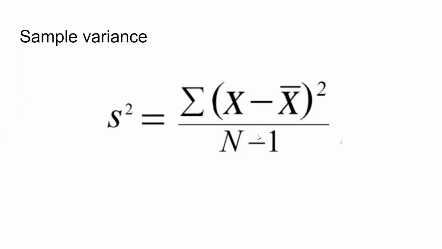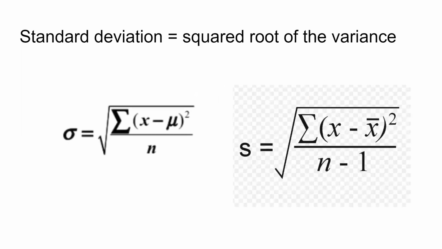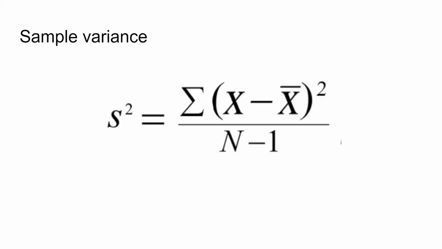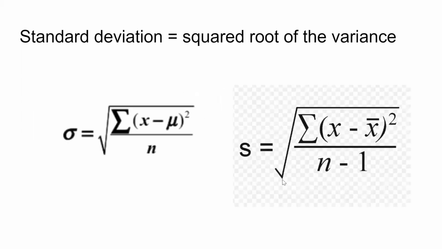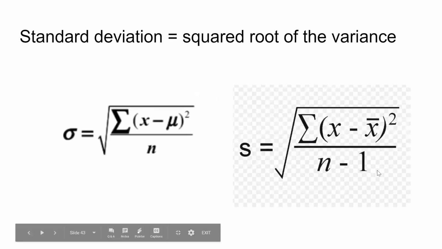All right, so what is variance? It is the average of the squared deviations from the mean. That's what it is. Remember, standard deviation is the square root of the variance. So we take our answer here and then take the square root of it. This is what it looks like for the population variance, but what I want you to know is how to calculate it for the sample variance right here.